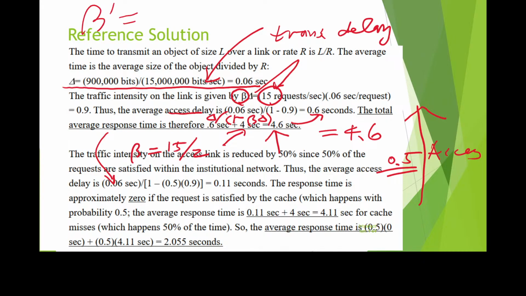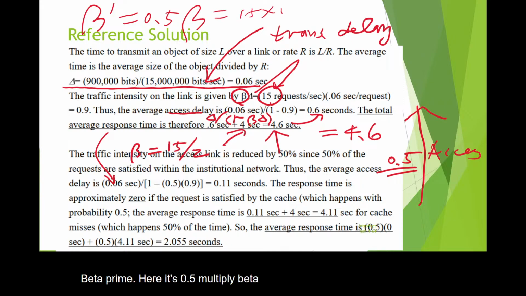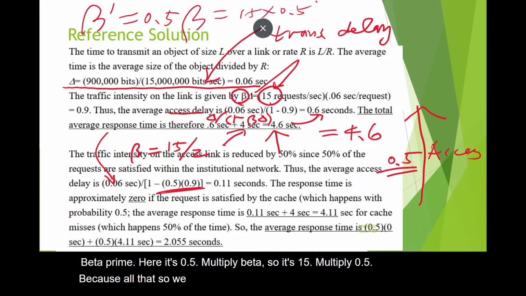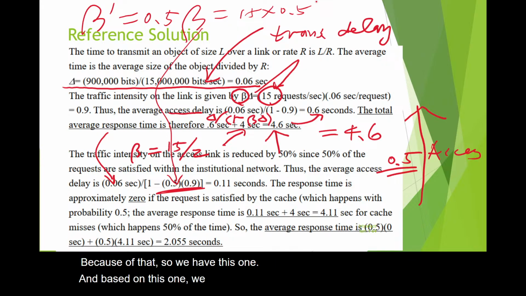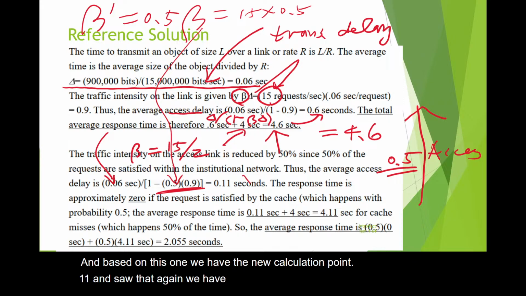Beta prime here is 0.5 multiply beta. So it's 15 multiply 0.5. Because of that, we have this one. And based on this one, we have the new calculation, 0.11.